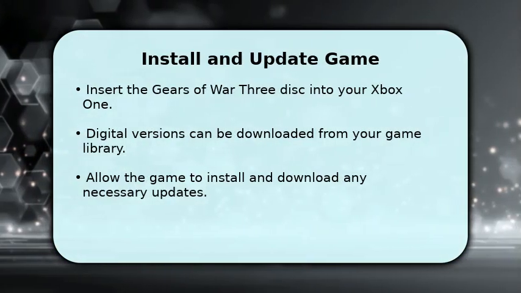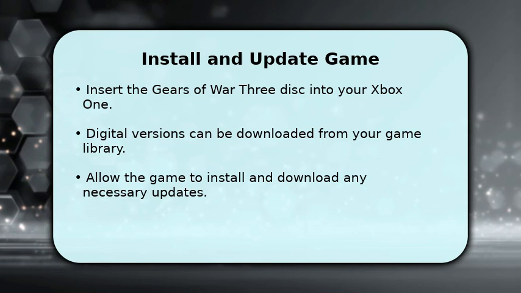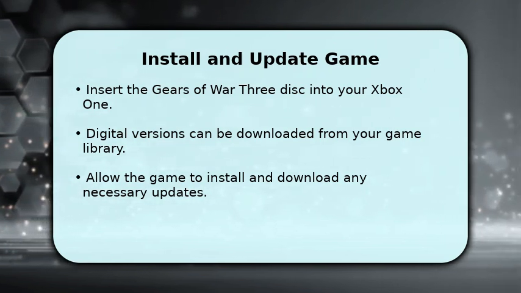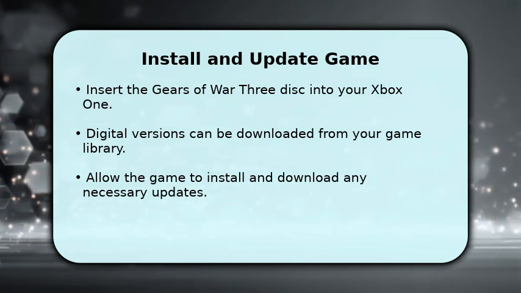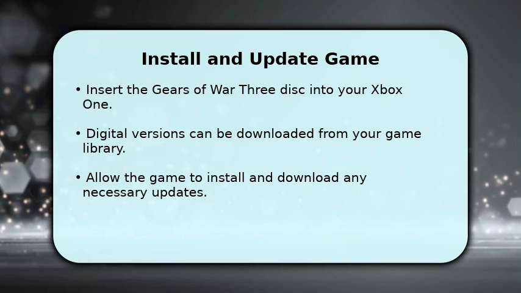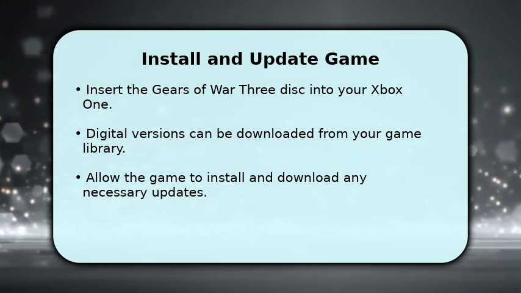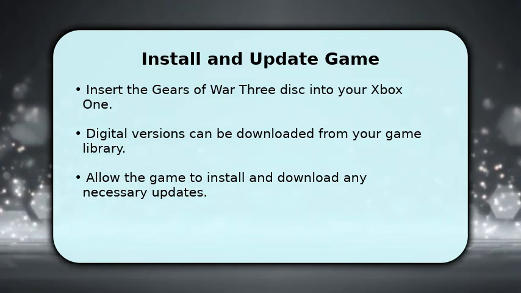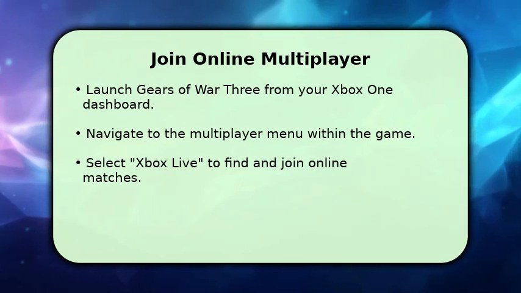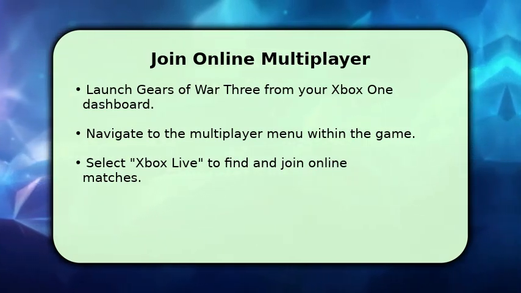Once you have your Xbox Live Gold ready, you can install the game. If you own a physical copy, simply insert the disc into your Xbox One console. For digital owners, find Gears of War 3 in your game library and begin the download. The console will automatically install the game and download any required updates, which are crucial for online functionality. After installation and updates are complete, launch Gears of War 3 from your Xbox One dashboard.